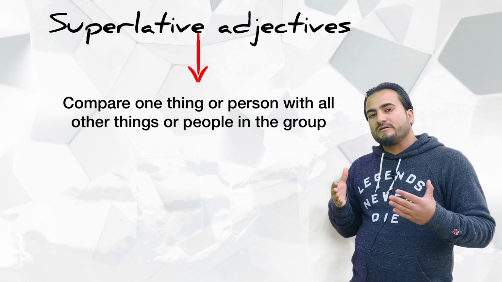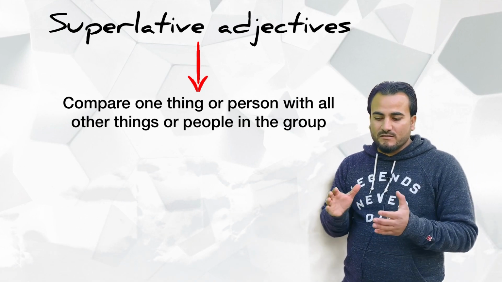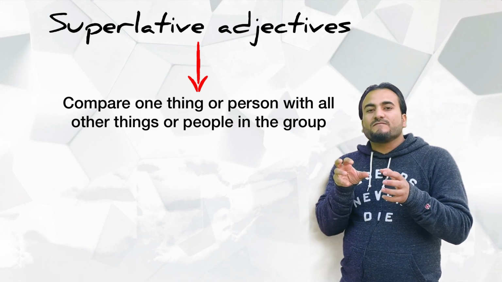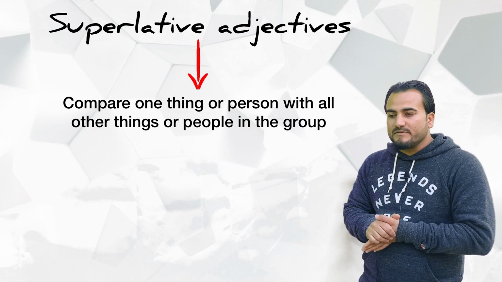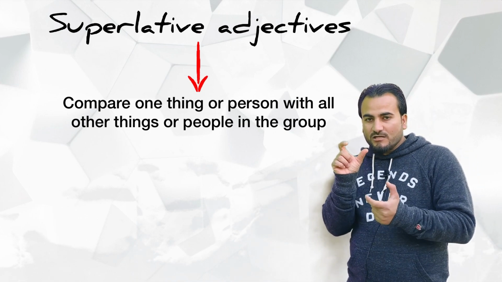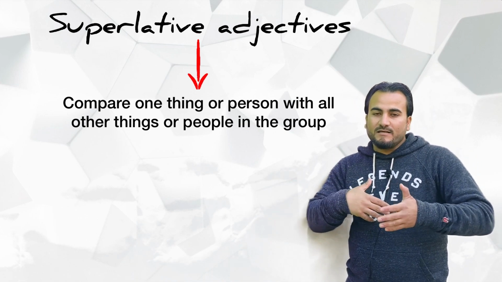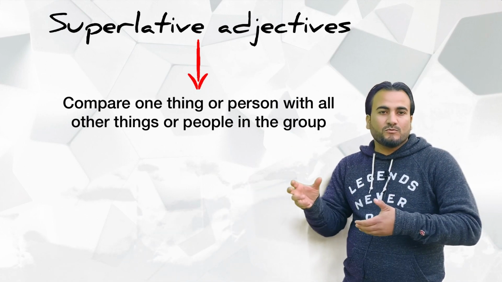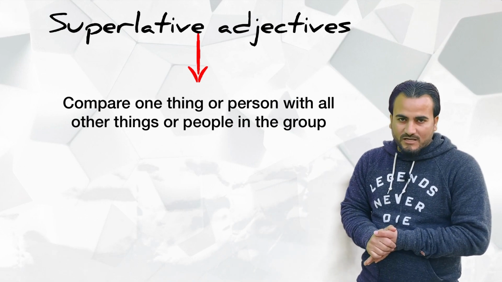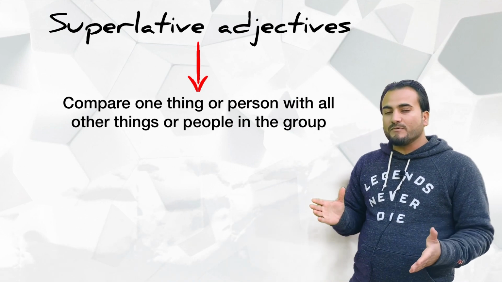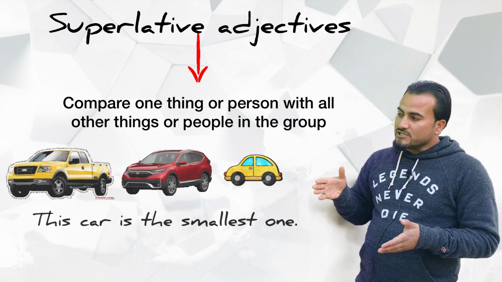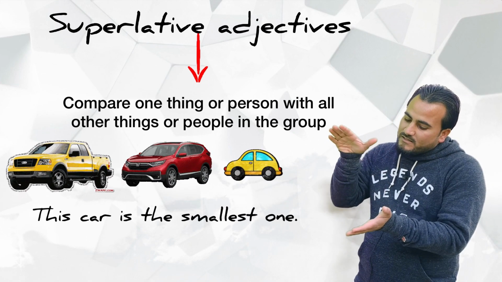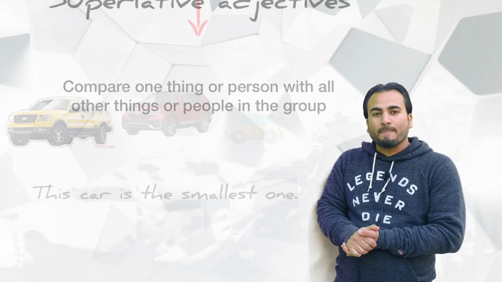all other things or people in the group. Okay, very nice. For example, this car is the smallest one. The smallest one. Okay, very nice.